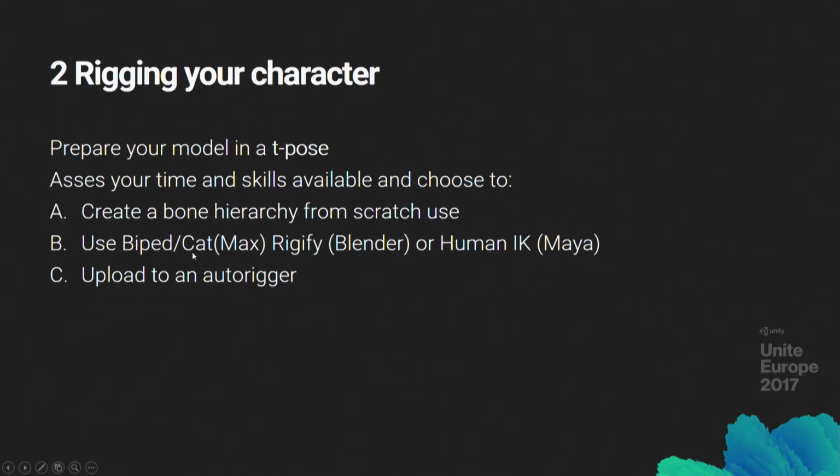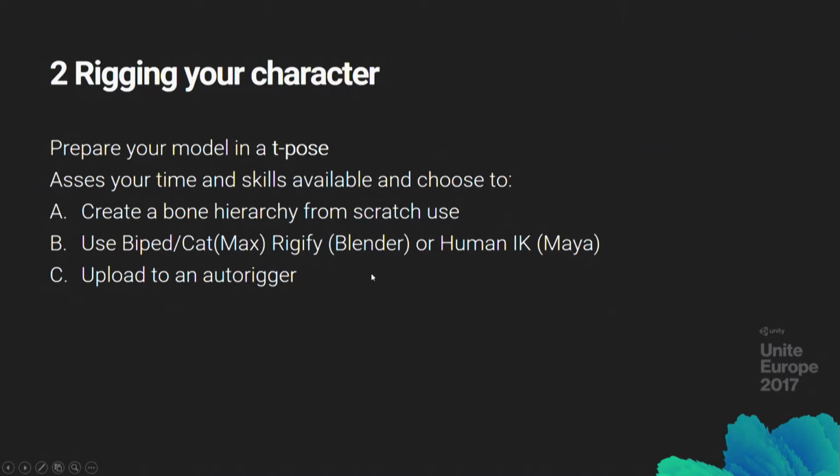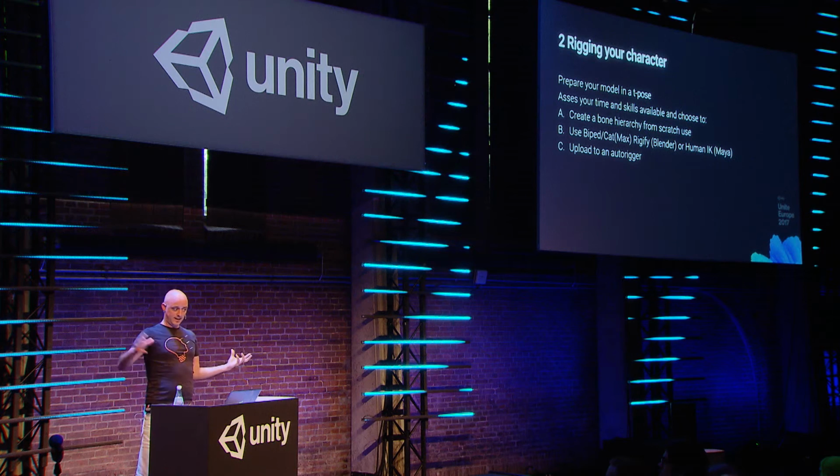You could use Biped or CAT in 3D Studio, obviously. Rigify in Blender is quite a good rigging solution for setting up your models to have a skinned rig, and Human IK in Maya. And of course, the third solution, as I said, upload to an auto rigger. So you can grab an empty FBX that you've created and upload it to Mixamo. I think you could create a login, and it will put in the markers for you that you can place and generate a nice starting point for an auto rig.